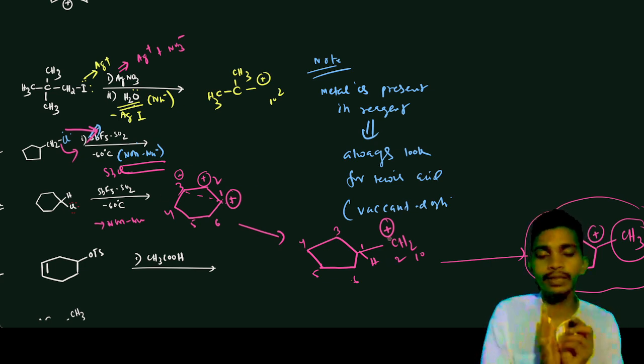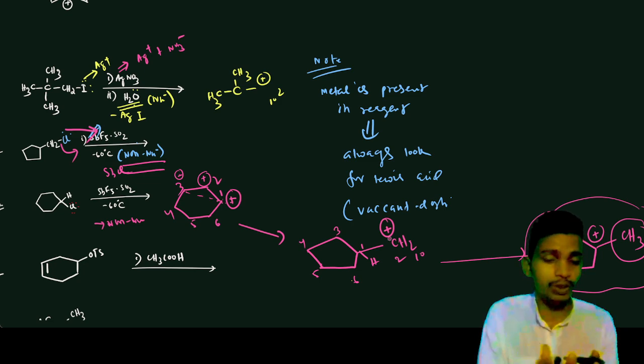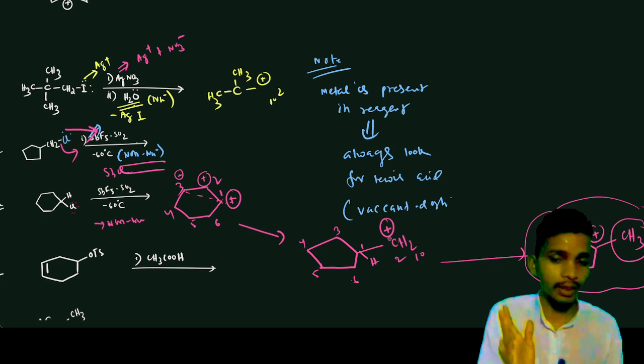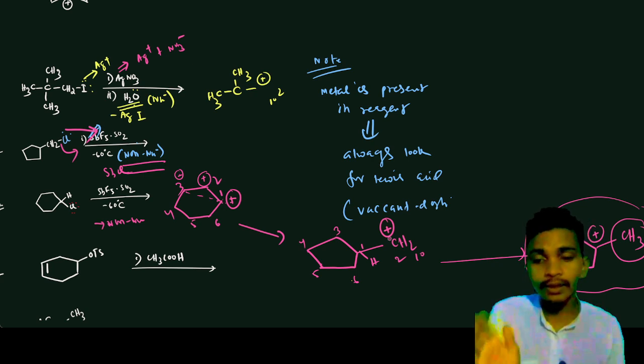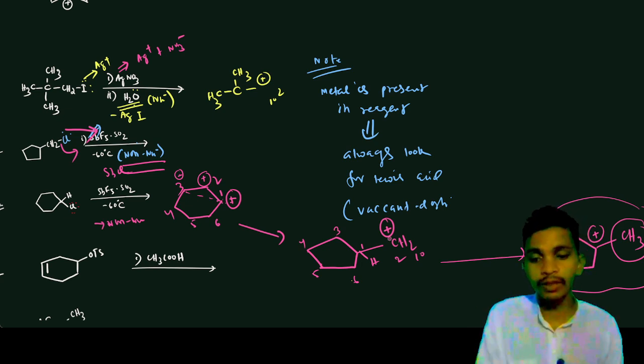So whenever it is non-nucleophilic, always look for the maximum possible rearrangement to get the most stable carbocation. But if it is a nucleophilic medium, then only rapid rearrangement will happen. That means we have to do rearrangement only if it is a 1 degree carbocation. If it is a 2 degree or 3 degree, then we do not need to do the rearrangement if the medium is nucleophilic.